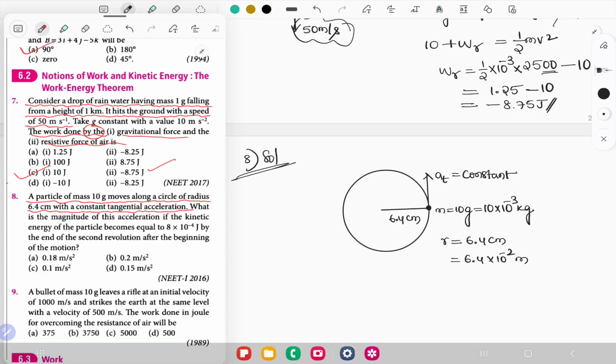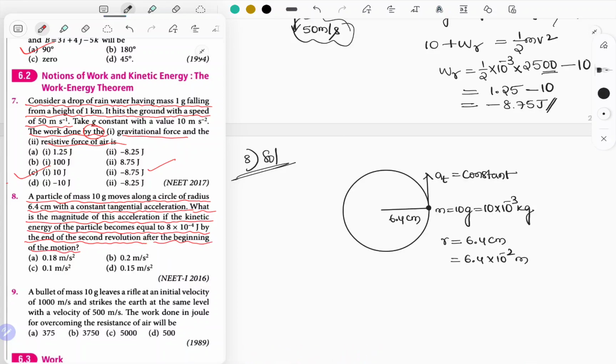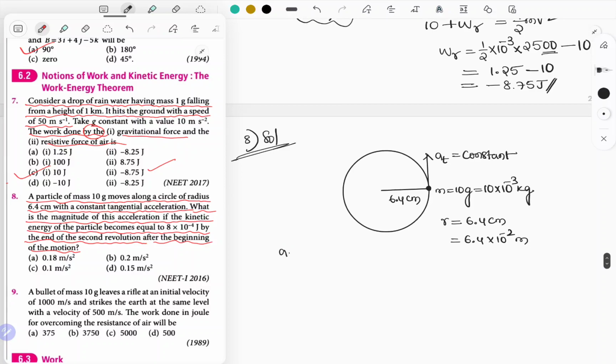Okay. What's the question they're asking? What is the magnitude of this acceleration if the kinetic energy of the particle becomes equal to 8 into 10 power minus 4 joules by the end of the second revolution after the beginning of the motion? Super, very good. The question they are asking: I have to find out tangential acceleration at the end of the second revolution.